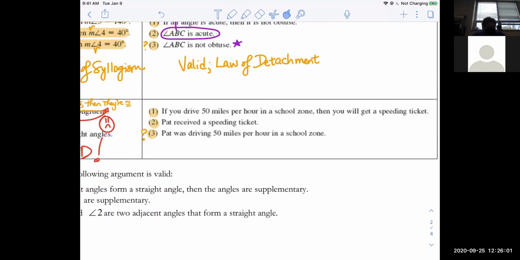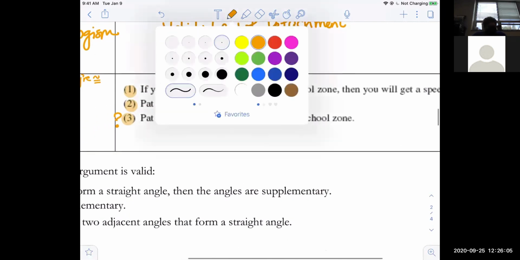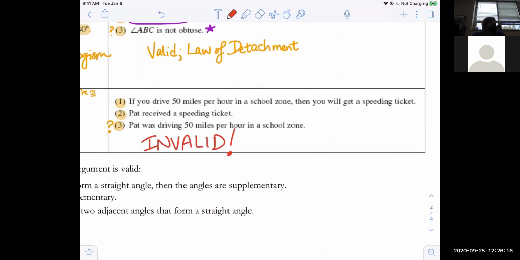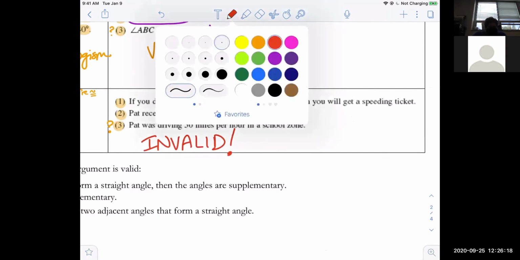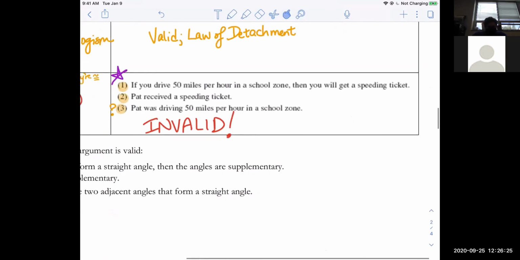Jack, explain. Okay, so there's other reasons that Pat could have gotten a speeding ticket, right? So why is that not law of detachment? Because again, it sort of looks like it should be. Why is that one not law of detachment? Pat is a specific example of somebody who did what?